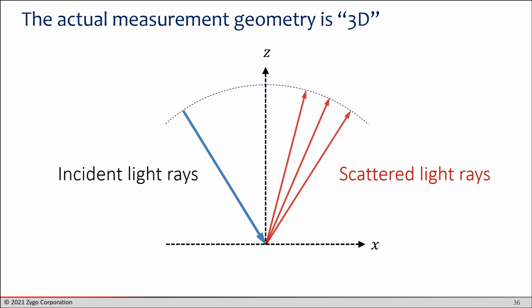The actual measurement geometry is in 3D. We have a range of incident light rays and a range of scattered light rays for each one of those incident light rays. So let's define a wave vector, k sub i, and a scattered wave vector, k sub s. For every k_i, there's going to be a range of k_s values.